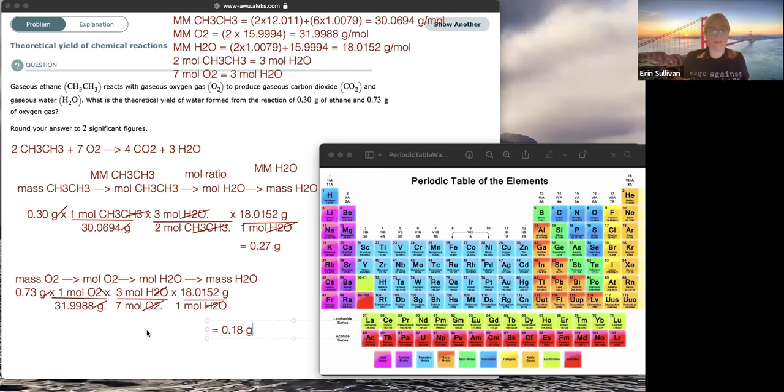Okay, 0.18 is less than 0.27. So once you've used up all this oxygen and made 0.18 grams of water, you cannot make any more water. So this 0.27 grams is impossible, we can't get it. So what we've got is extra ethane than we need. Oxygen is the limiting reactant because it gets used up first. And when it gets used up, the amount of water we've made is 0.18 grams. That is the theoretical yield. And it is not possible to make any more than the theoretical yield because we've run out of one of the reactants, in this case, oxygen. Okay, so the theoretical yield of water is 0.18 grams.